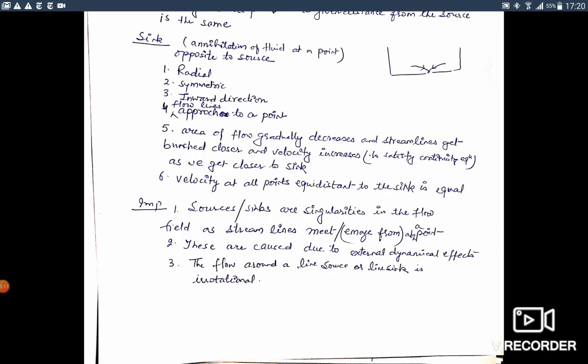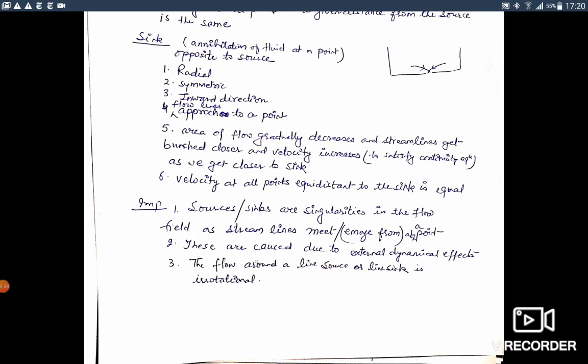So what is important is that sources and sinks are singularities in the flow region. Why are these called singularities? Because we have read that streamlines never meet, and if they meet or bifurcate, that is the stagnation point. So these are extraordinary points. Both source and sink are extraordinary points where the streamlines meet.